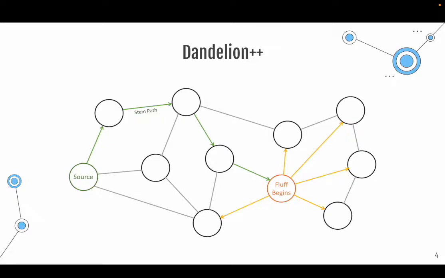This figure illustrates how transaction relay in Dandelion++ works. At the beginning, the transaction is at the source node, and the transaction is passed through the stem path, shown by green arrows, and then it reaches a node that starts the fluff phase. In that phase, as you see with the orange arrows, each node passes the transaction to all of its neighbors except the one that initially sent the transaction.